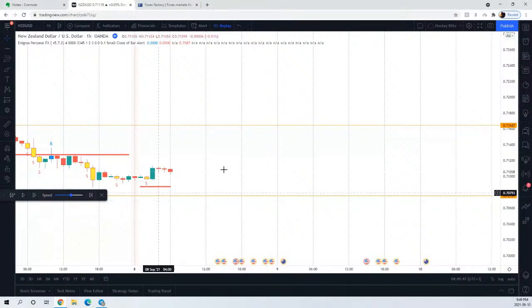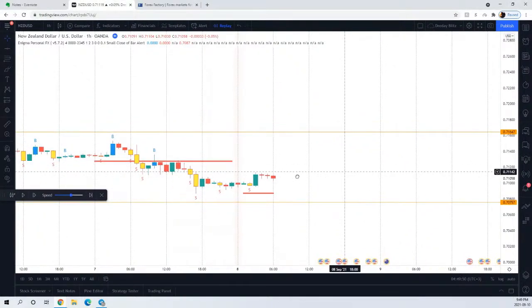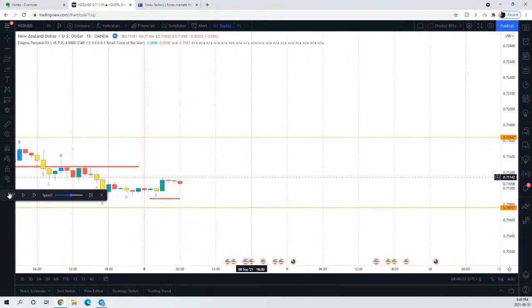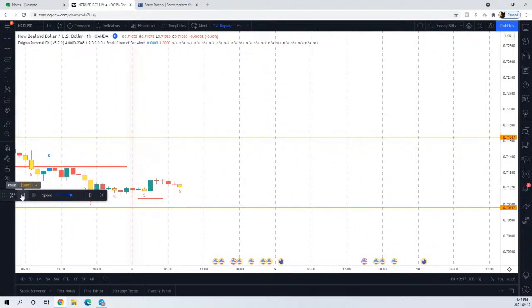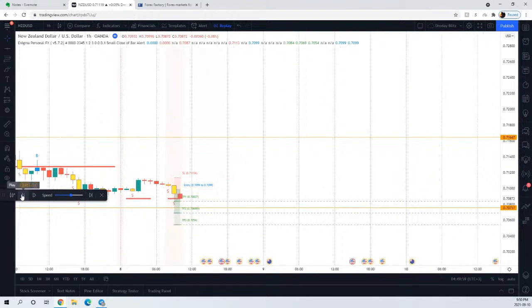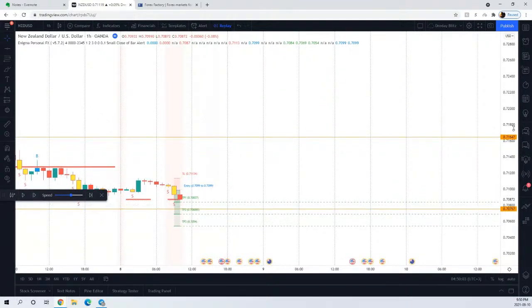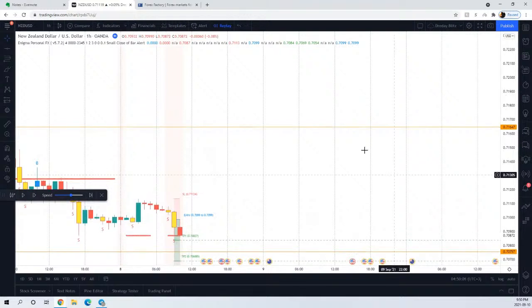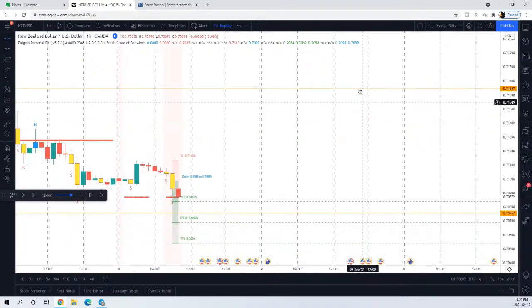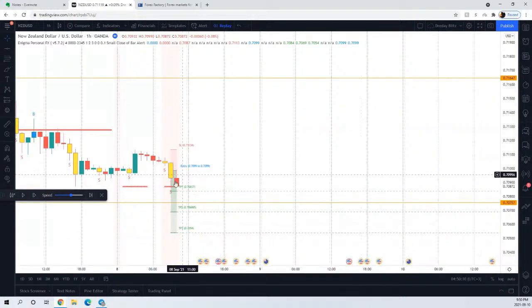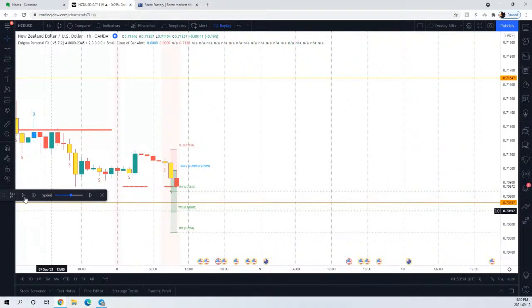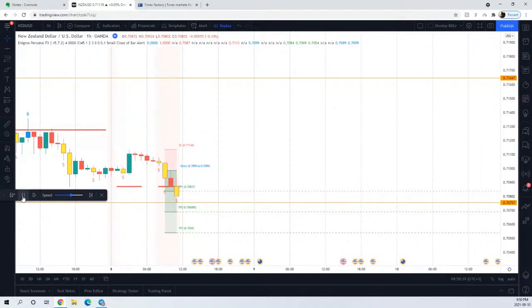Perfect. So let's do a replay. Go. So give you an entry right there. TP1, TP2, TP3 with a stop loss. TP1 hit.